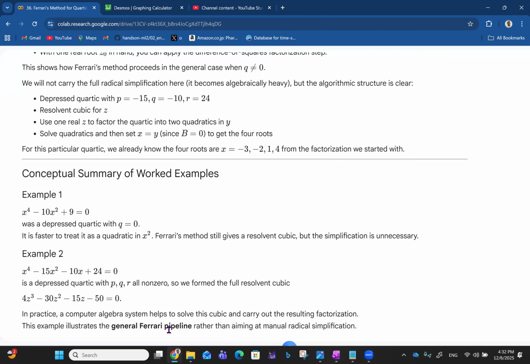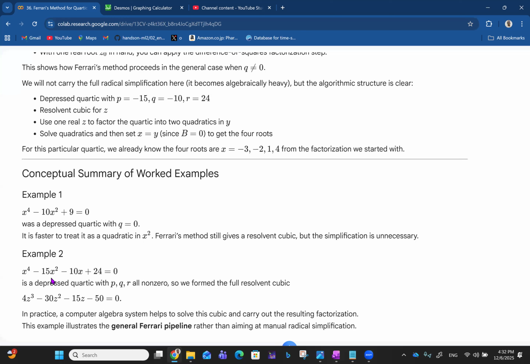So the conceptual summary of worked examples. You have x raised to power 4 minus 10x squared plus 9 equals 0. This was a depressed quartic with q equals 0, so it is faster to treat it as a quadratic in x squared. Ferrari's method still gives a resolvent cubic, but the simplification is unnecessary.